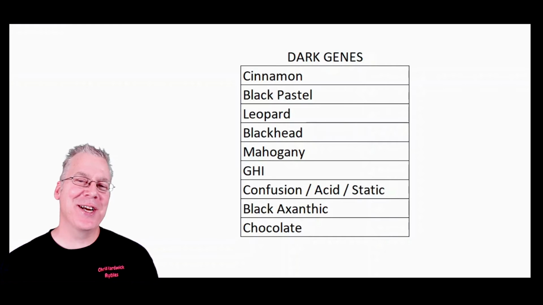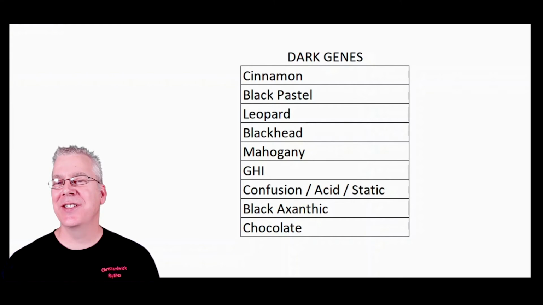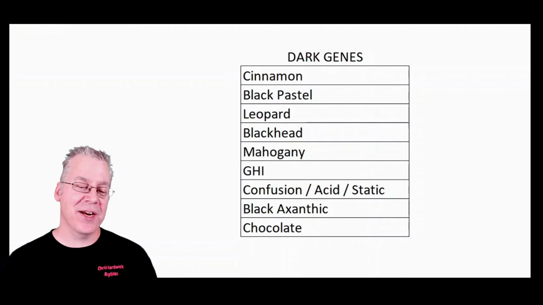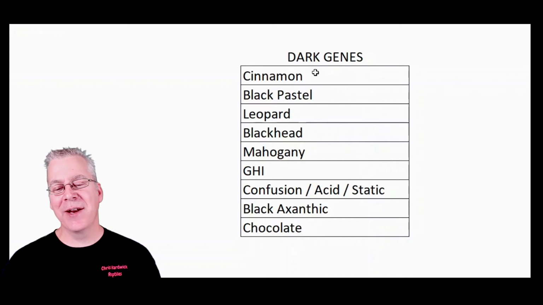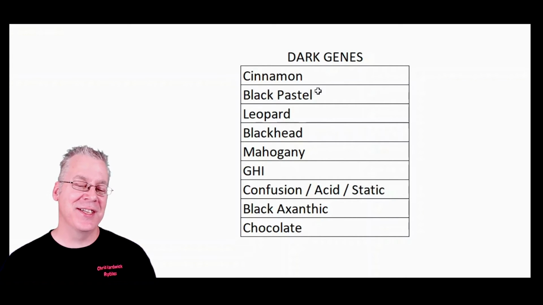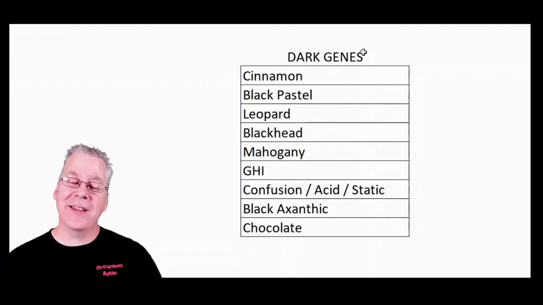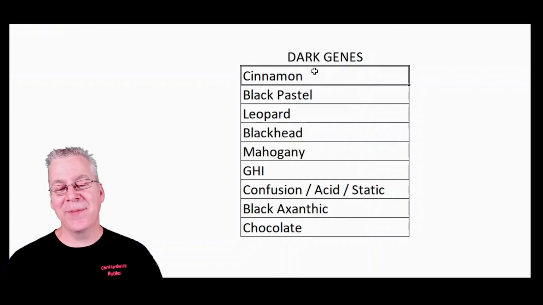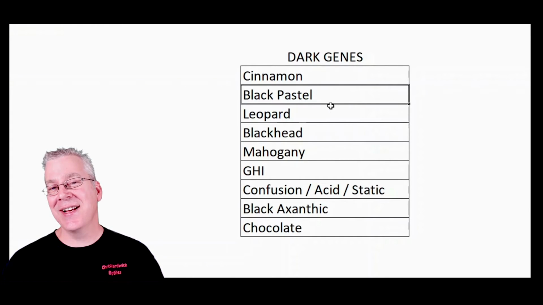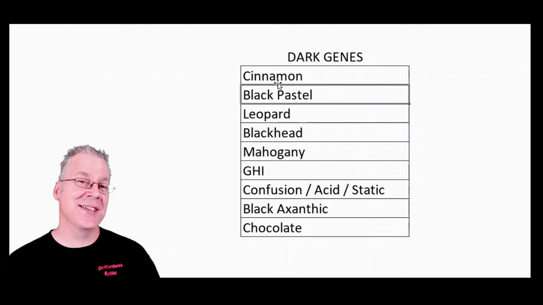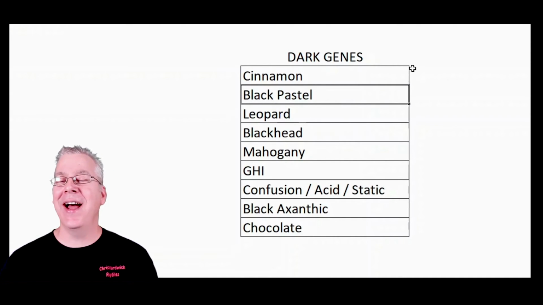Alright, so I'm going to jump over here and start with a list of some of your more common dark genes in ball pythons. Most people, when they're talking about dark genes, are talking about one of the genes on this list, and I put cinnamon and black pastel at the top, probably two of the most common dark genes in all of ball pythons. The cinnamon is allelic with black pastel, so you can breed a cinnamon with a black pastel, and if you get the cinnamon black pastel, it's known as an 8-ball. It's a completely black and patternless snake.